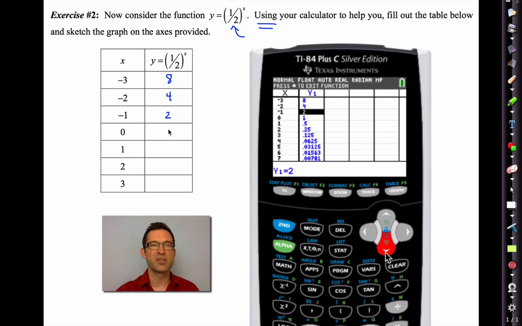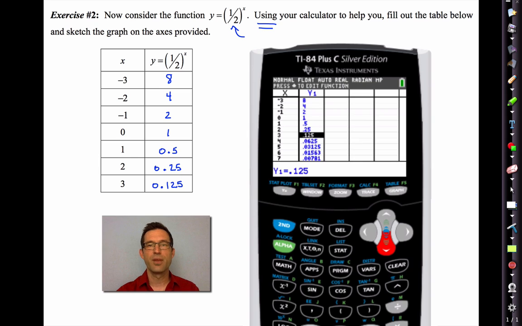For 0, no great surprise, we see an output of 1. For 1, we see an output of 0.5, which is of course just 1/2. For 2, we see an output of 0.25, which is 1/4. And for 3, we see an output of 0.125. That's less common, but that's 1/8.